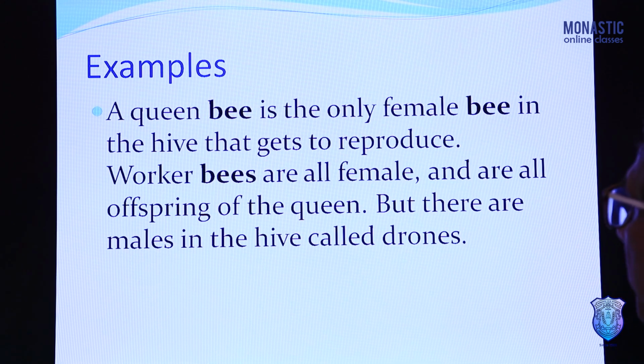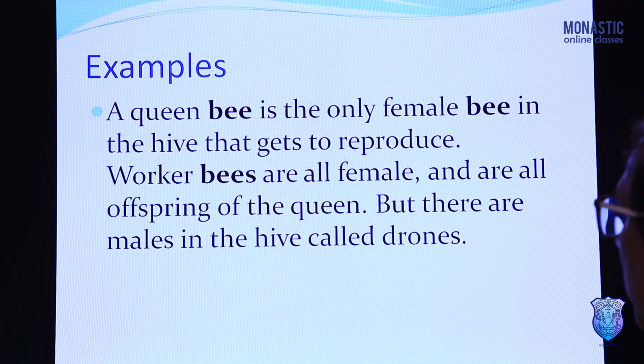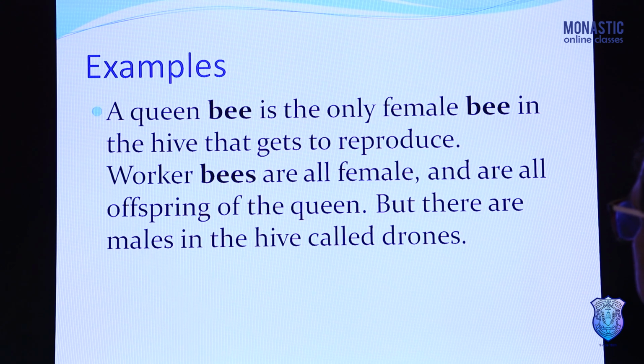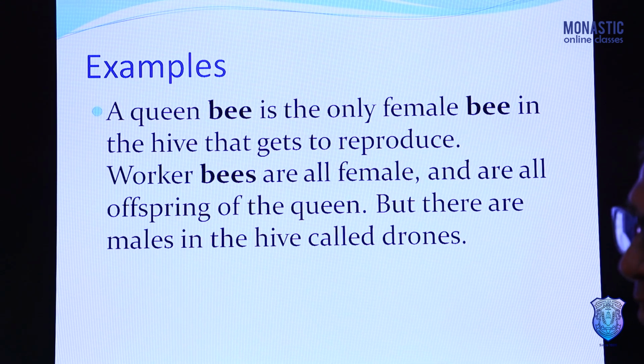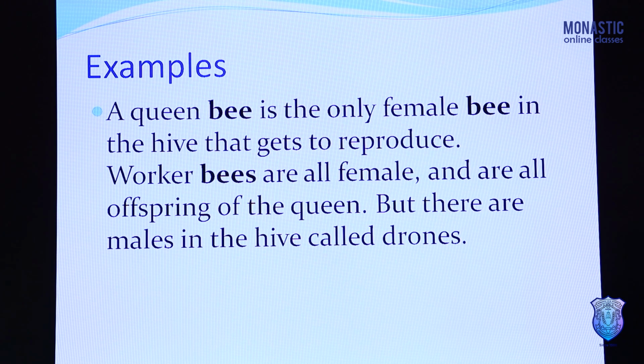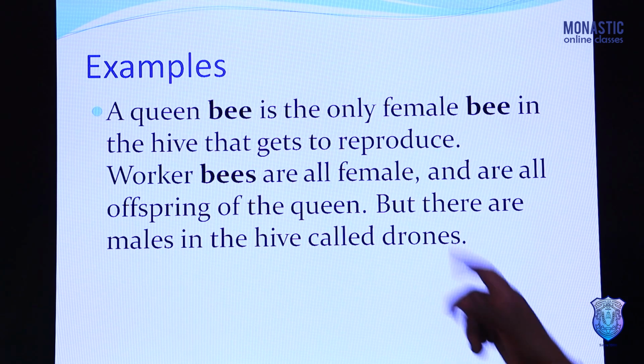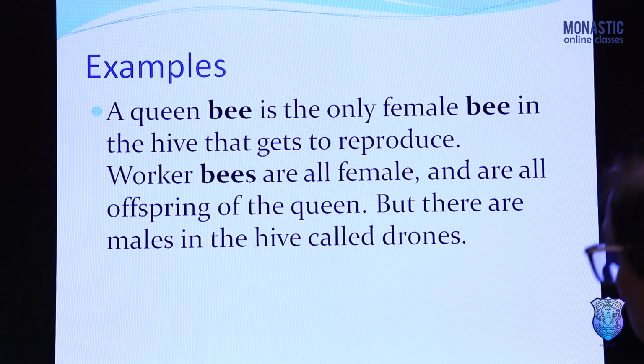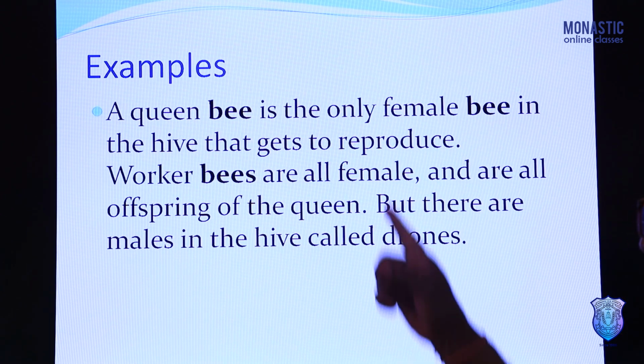Now, the example is explained in brief. A queen bee is the only female bee in the hive that gets to reproduce, so she is mainly concerned with reproduction. Worker bees are all female and are all offspring of the queen, so these are the children of the queen. But there are males in the hive called drones, one of which takes part in reproduction or copulation with the queen at the time of reproduction.